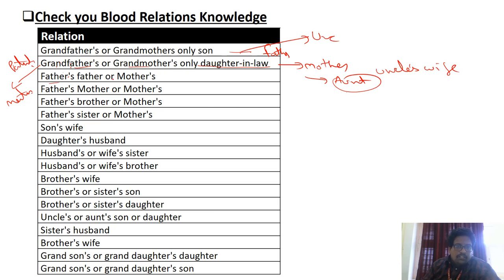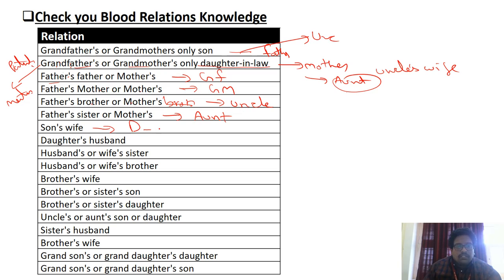Next, father's father or mother's father. The general term is grandfather. Father's mother or mother's mother is grandmother. Hope you are following this. Next, father's brother or mother's brother. The general term we use is uncle. But if you want to be very precise, father's side is paternal and mother's side is maternal. Next, father's sister or mother's sister. Obviously, it is aunt.